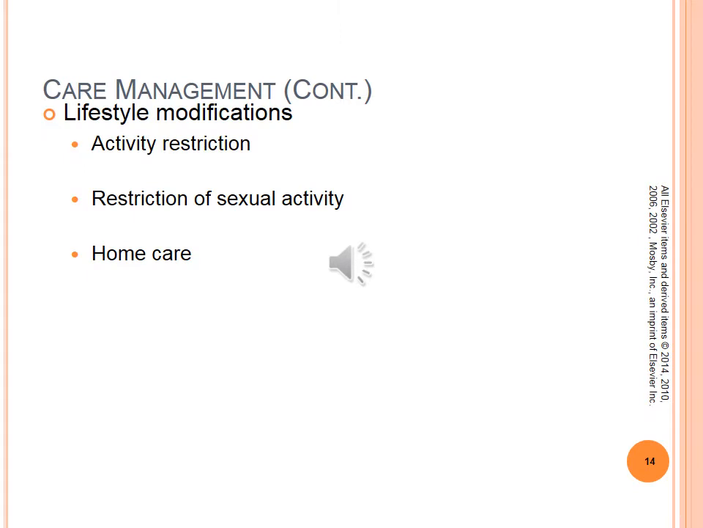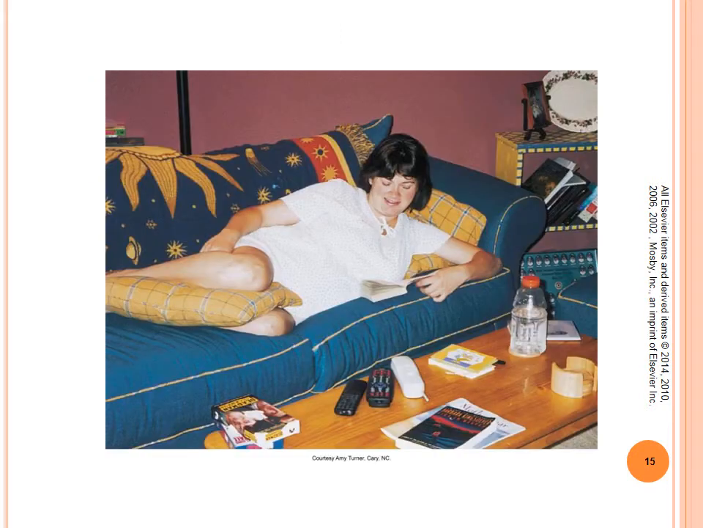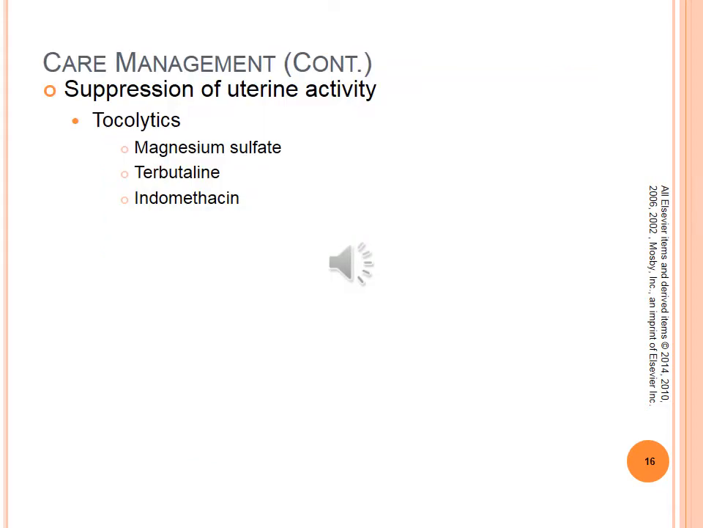Lifestyle modifications have to take place, such as activity restrictions, restriction on sexual activity, and home care modifications. Suppression of uterine activity: medications such as tocolytics, including magnesium sulfate, terbutaline, and indomethacin, are used to suppress uterine activity.